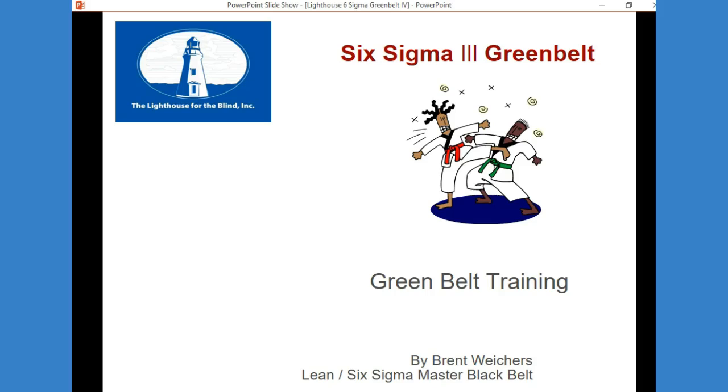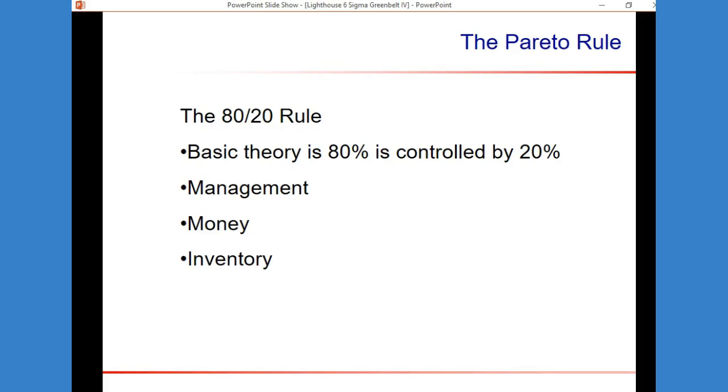Past all my little arrows. And then our quick review on the third training, which again is a little bit about the 80-20 rule, the basic theory of the 80% controlled by the 20%. If you look at management, money, inventory, everything kind of follows that Pareto rule, that 80-20 rule. 20% of the employees at a company are managers, but they control 80% or more of the company. Money, 20% of the people in the world own 80% of the money.